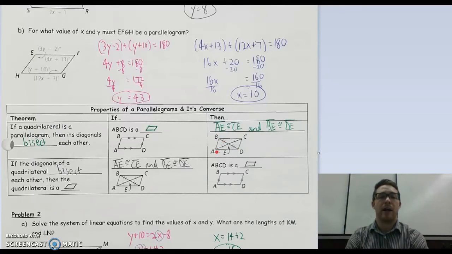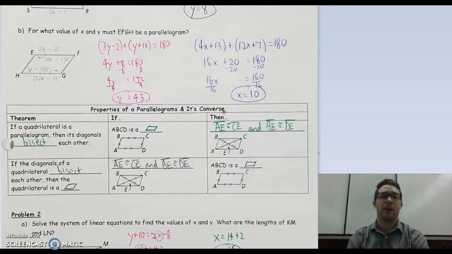So if I cut those diagonals in half, that means that the first half of this diagonal from A to E will be congruent to the half from C to E. And also for our other diagonal, BE will be congruent to DE. So when I have diagonals in a parallelogram, that means I'll be cutting those into 2 equal pieces.